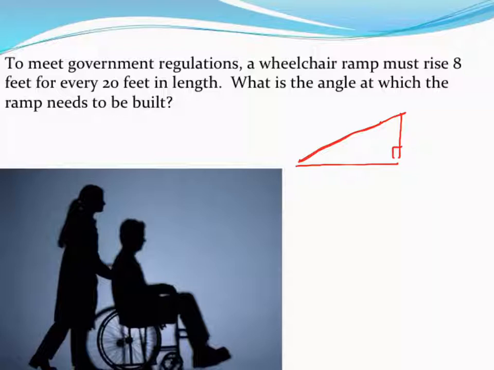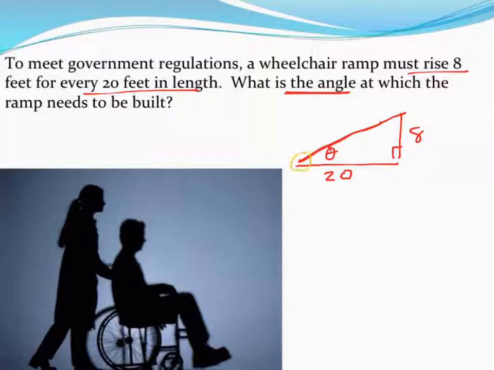It says the wheelchair ramp must rise 8 feet, so I'll put an 8 over here on the rise, for every 20 feet in length. I'm going to consider the horizontal part, the 20 feet in length. And then we want to know what the angle is. Remember, anytime you're asked to find an angle, do an inverse. So I'll put a little theta right there, or an x, or whatever you want to use to represent your angle. Again, as before, you can see it's really no different than what we've just been doing.